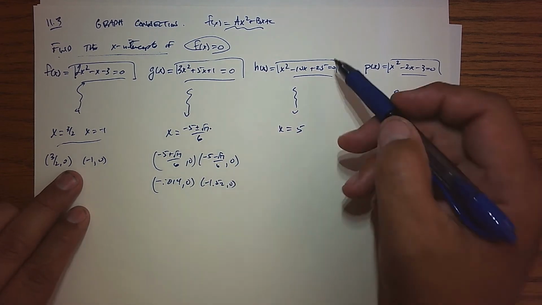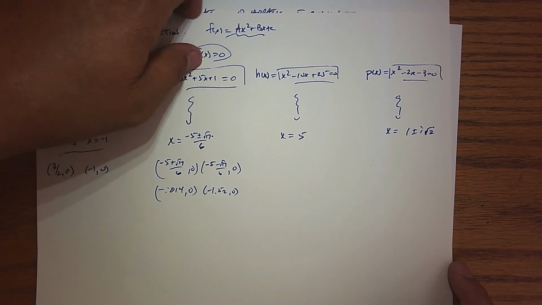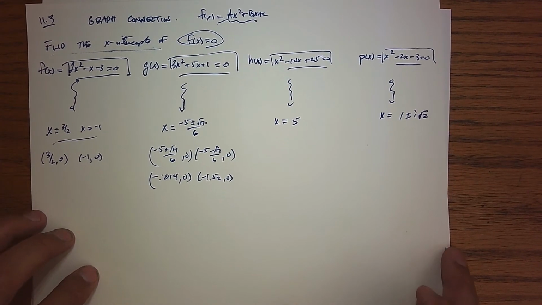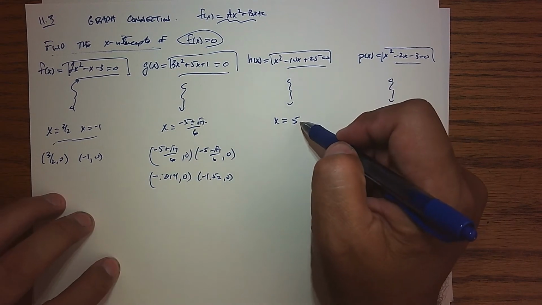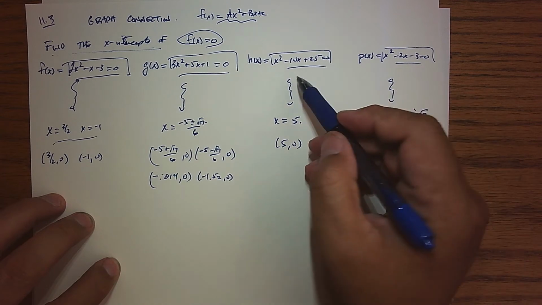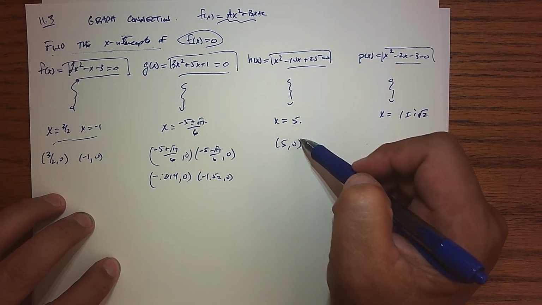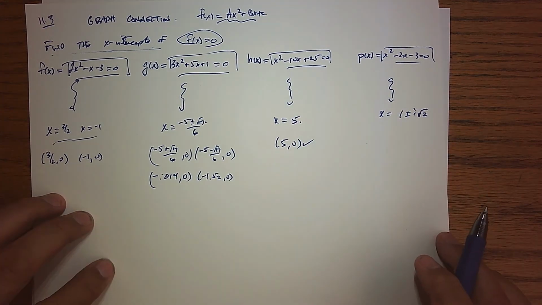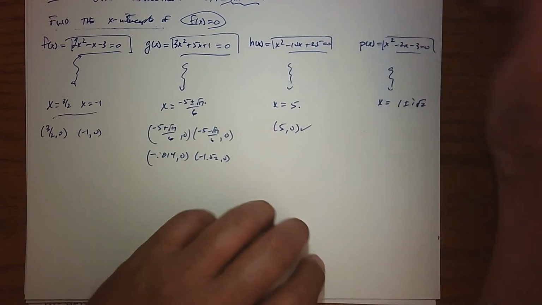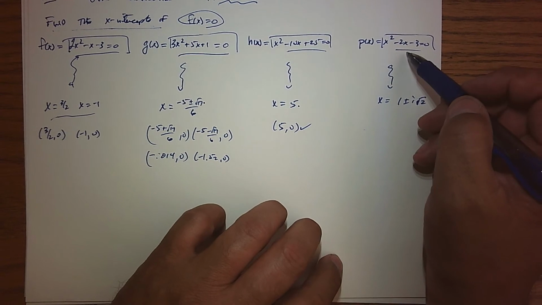Okay? On this next one that we looked at, we ended up getting a discriminant that was equal to 0. And what happened when it was 0, we ended up with just 1 real solution. So that means that as far as crossing the x-axis, this graph only crosses the x-axis 1 time at the location 5, 0.